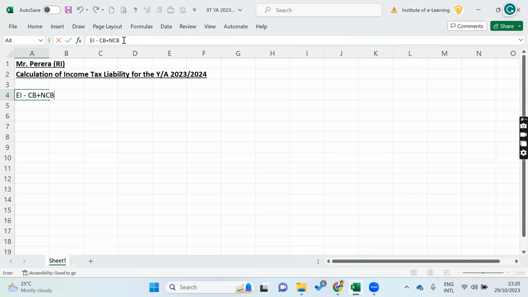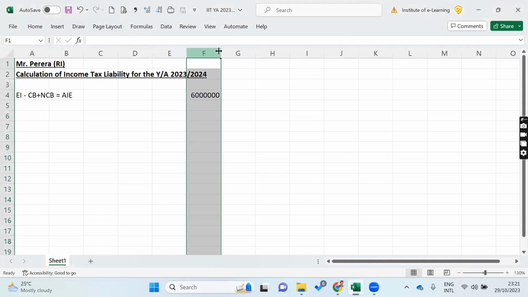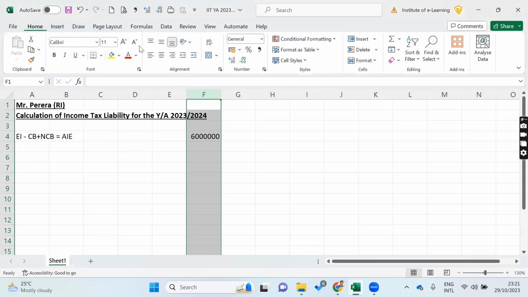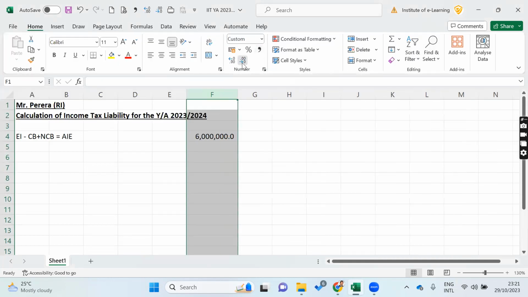Those things also we need to consider for tax purposes. After taking all these things, we call it assessable income from employment, AIE. Here, let's say for this year, 6 million. Assessable income from employment, we have 6 million.